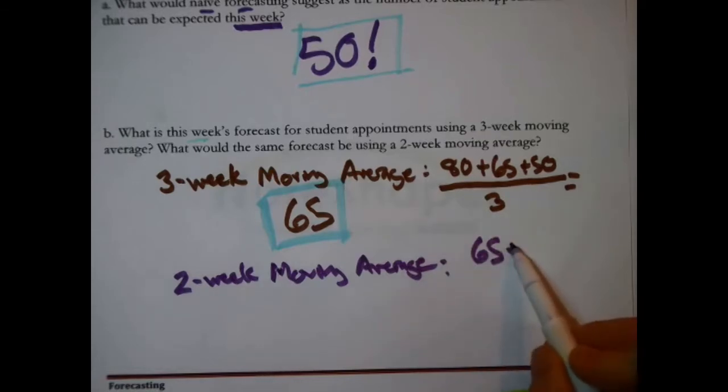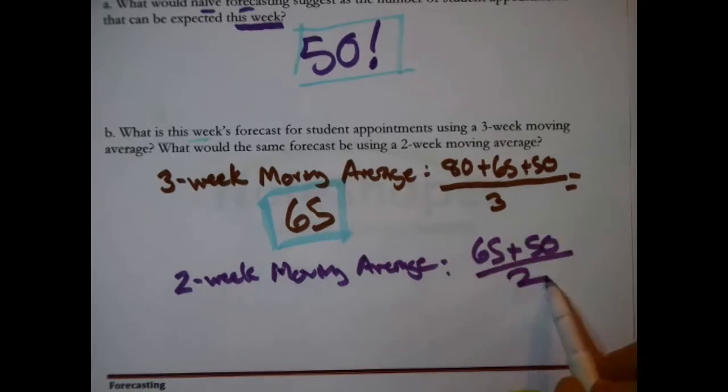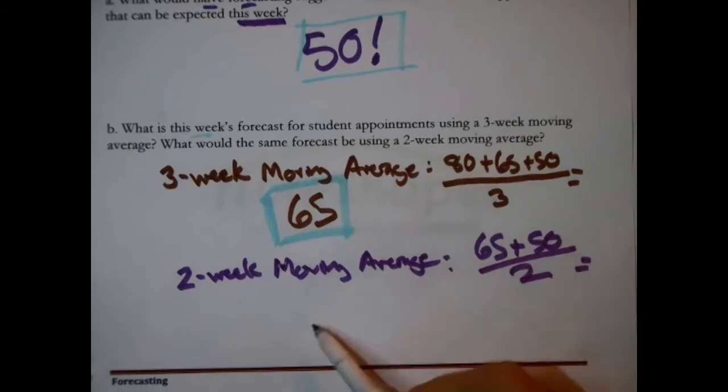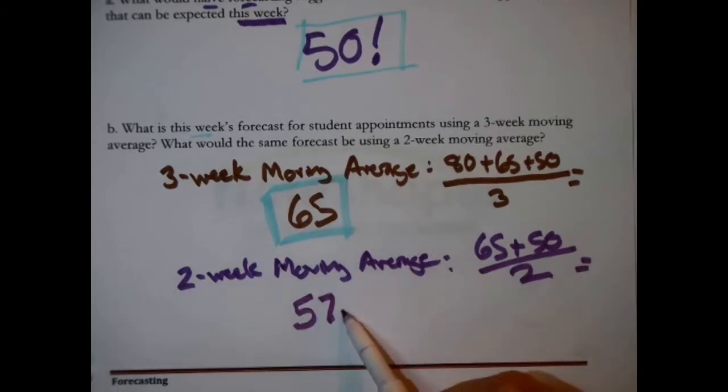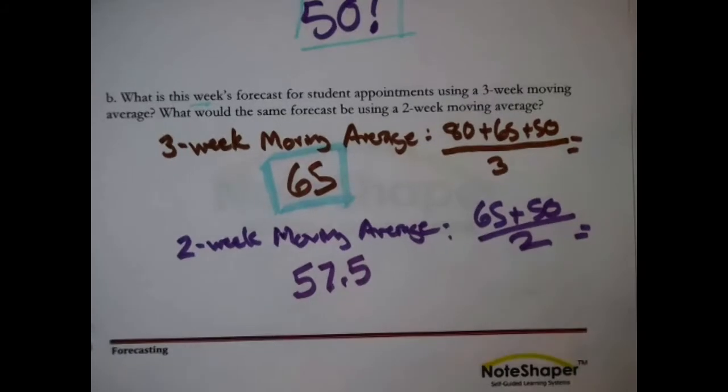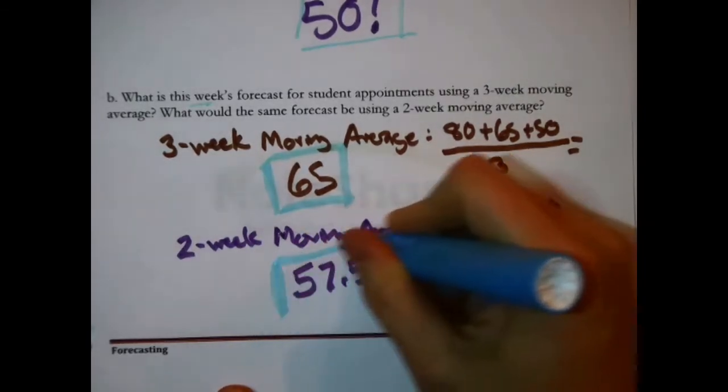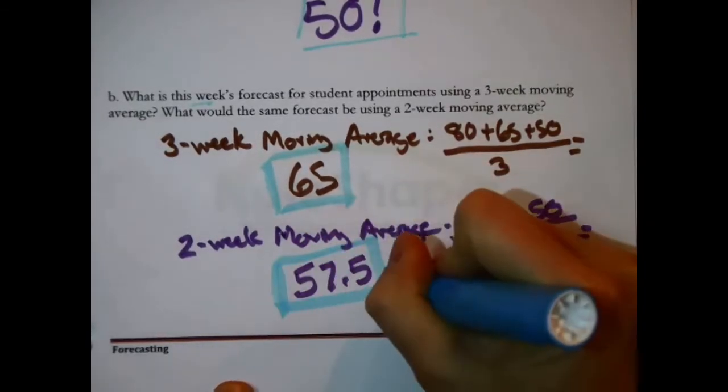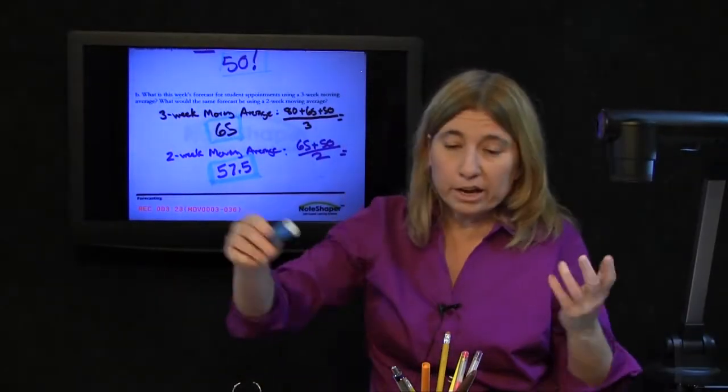That was 2 weeks ago, plus 50. Divided by 2, we are averaging. So you'd get a slightly different forecast. You'd say, technically, the forecast is 57.5. There's no such thing, I believe, as half a student appointment. I mean, maybe I'm wrong in the case of the Tutoring Center, but that's the result of the 2-week moving average. Great, that part of it's done.